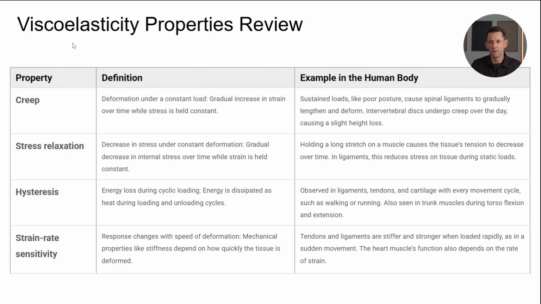Finally, I have a review of each of the properties here. So you have the property on the left. We go through creep, stress relaxation, hysteresis, strain rate sensitivity. I have the definition here for you, and I have some examples in the human body so that you can make a clinical correlate to this property here. So I'm going to leave this up for you for a second, and you can look it over, screenshot it.